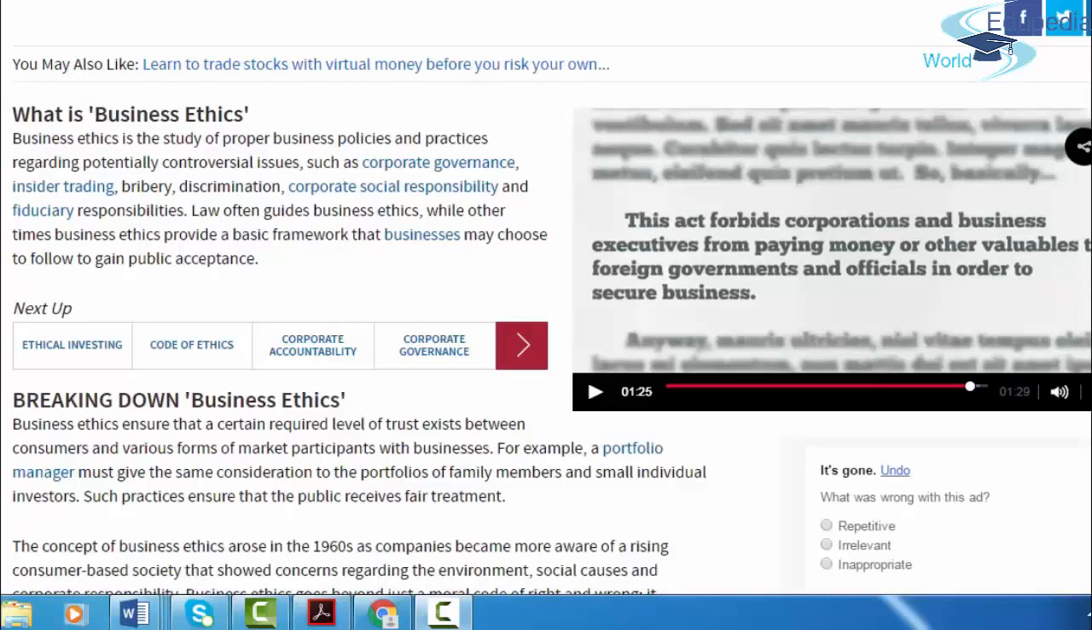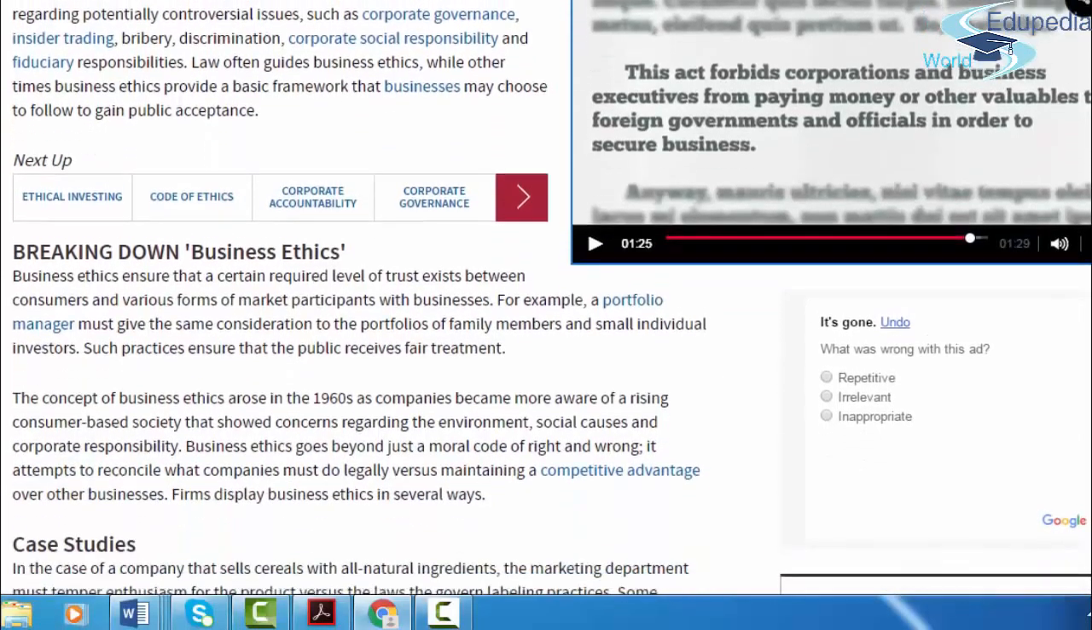Business ethics is the study of proper business policies and practices regarding potentially controversial issues such as corporate governance, insider trading, bribery, discrimination, corporate social responsibility, and fiduciary responsibility. Law often guides business ethics, while other times business ethics provides a basic framework that businesses may choose to follow to gain public acceptance.